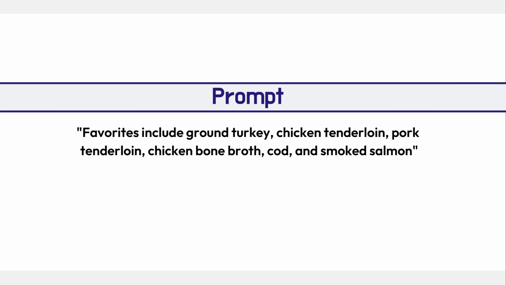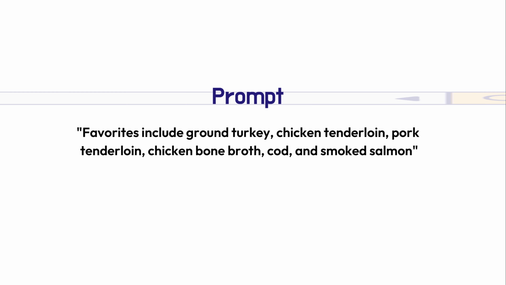So finally, we're going to give the AI likes and dislike lists. Favorite ingredients include ground turkey, chicken tenderloin, pork tenderloin, chicken bone broth, cod, and smoked salmon. Then we're going to list what not to use. Everything from salmon to cricket flour. Now, this is your chance to ban ingredients you don't like. Make sure in this section, whatever you love or whatever you hate, put it in here so the AI won't use it or will use it more often.